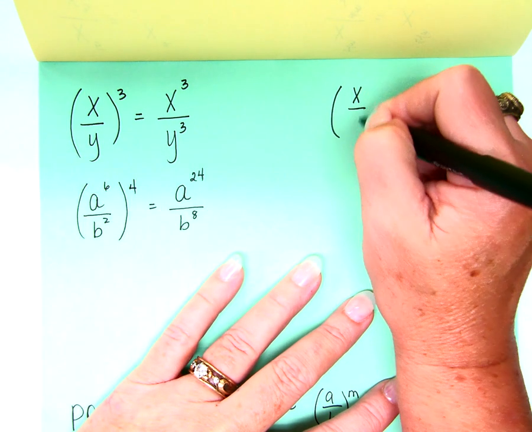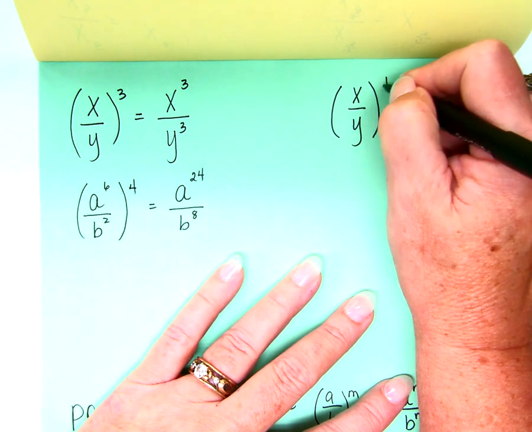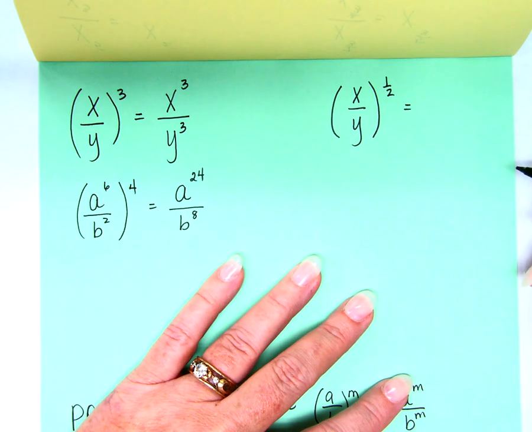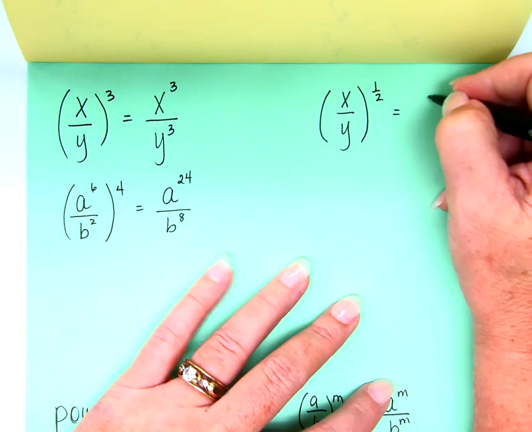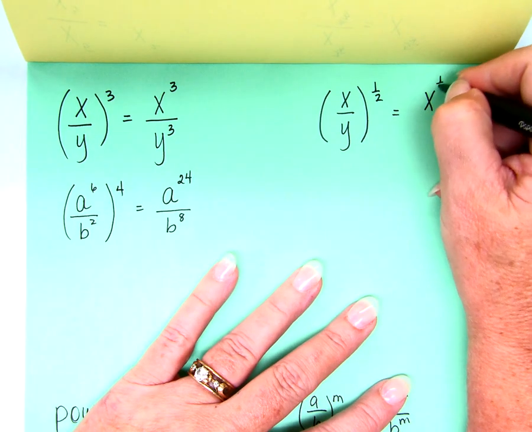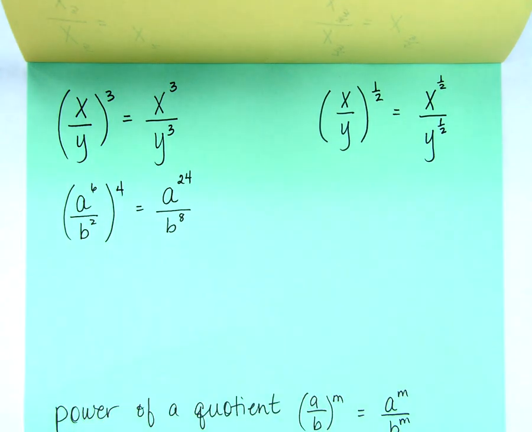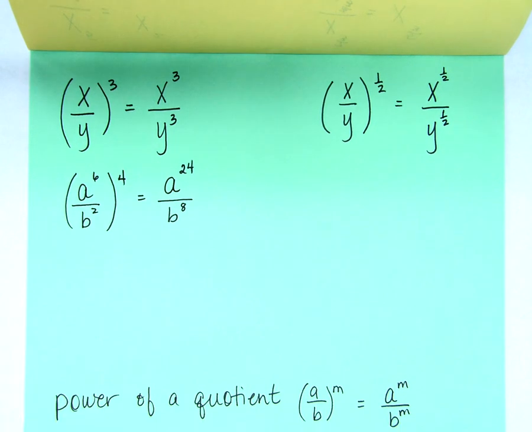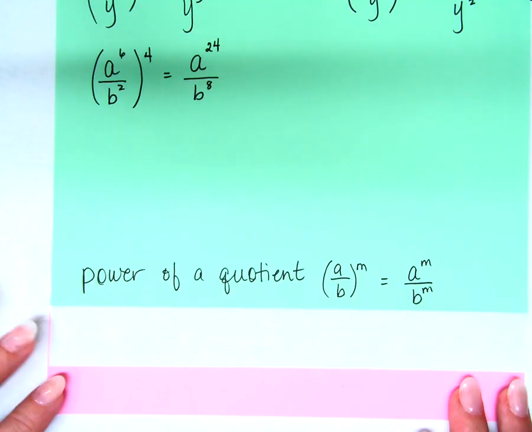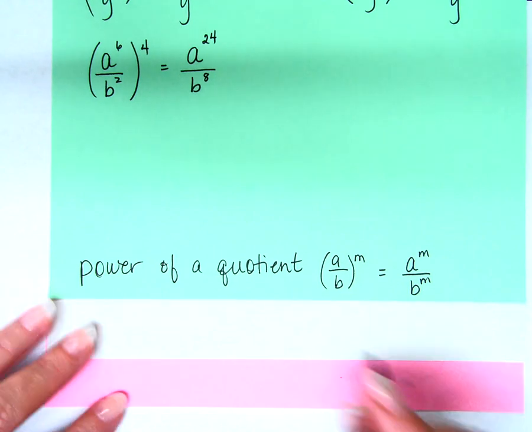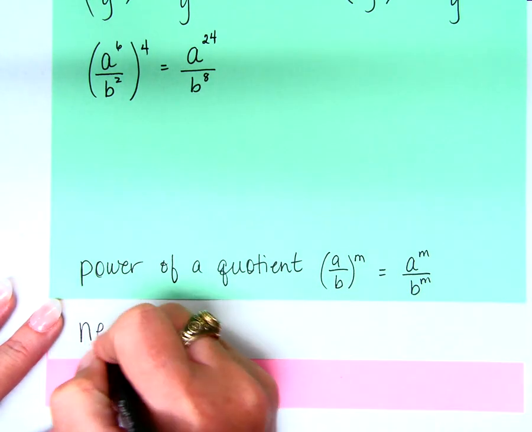So x over y to the 1/2 power ends up being what? x to the half power over y to the half. Very good. Ready for the next tab? I told you it was going to be already, right?